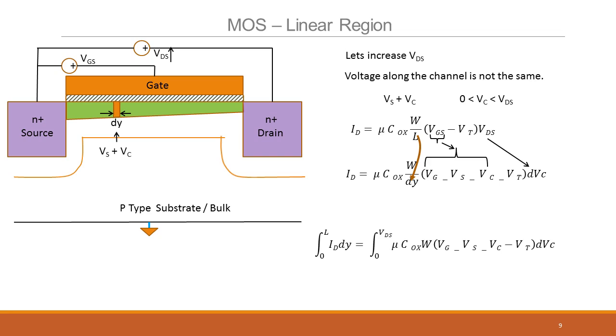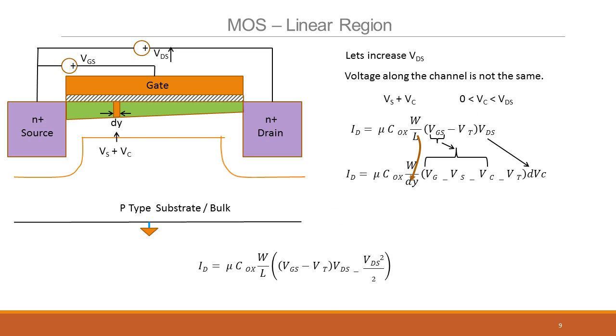Right? Now if I integrate both sides from 0 to L, dy varies from 0 to L. The voltage dVc varies from 0 to VDS. That's what we saw here, right? So the integral from 0 to L of I dy is nothing but the integral from 0 to VDS of this expression. And that turns out to be, you can work that out yourself, mu Cox W by L, VGS minus Vt, into VDS minus VDS square by 2.